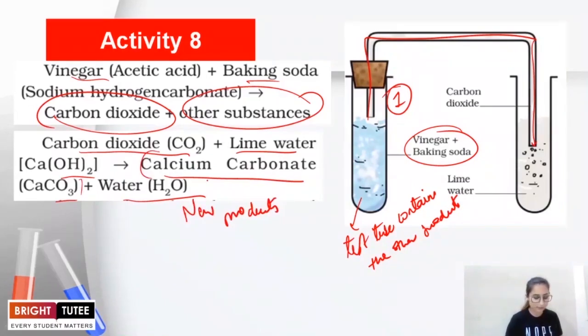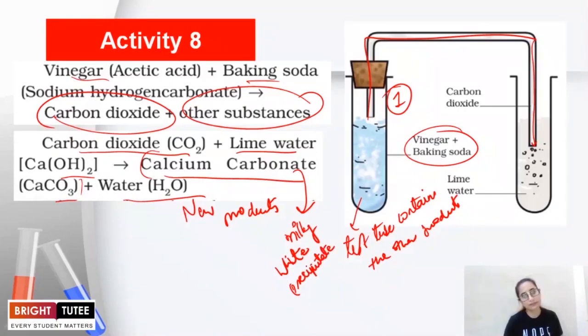The new product is calcium carbonate, and this calcium carbonate is milky. It is basically a white compound, a white precipitate you can say, because it does not dissolve in water. It will settle down after some time. Precipitates are the insoluble substances formed as a product in the reaction, and they will settle down. But when you pass carbon dioxide initially through lime water, it turns milky because of the formation of calcium carbonate, right? This is a milky substance, and water is formed as a side product.